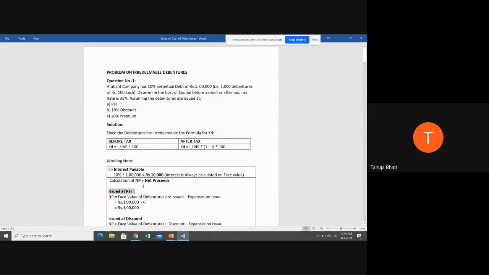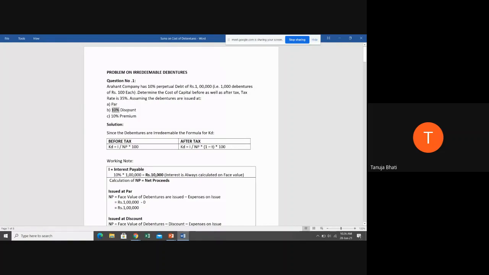So see here, 1 lakh. Calculation of net proceeds issued at par. So NP, what is the formula you need to write? Face value of debentures issued minus the expenses on issue. So face value of debentures issued is 1 lakh minus 0 because there is no expense on issue, and 1 lakh is the NP in case of A.